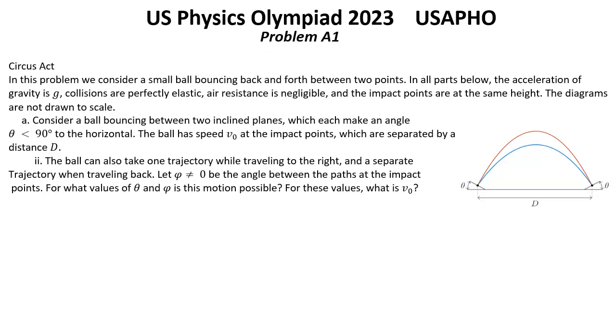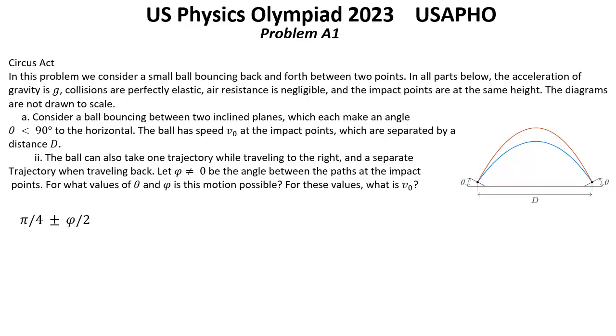Solution. The two paths have the same initial speed and the same range, which means the initial angles of the velocity to the horizontal must be pi over 4 plus or minus phi over 2. Since the initial and final angles to the normal are equal in the collision, the angle of the planes to the horizontal must be theta equal 45 degrees. Given this, phi can take any value between 0 and 90 degrees.